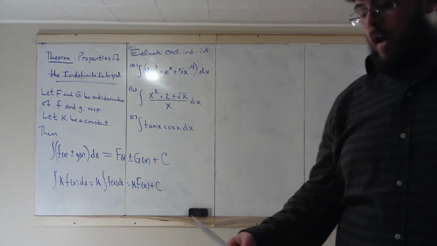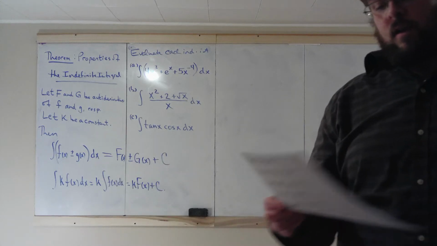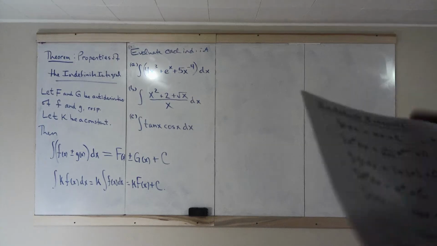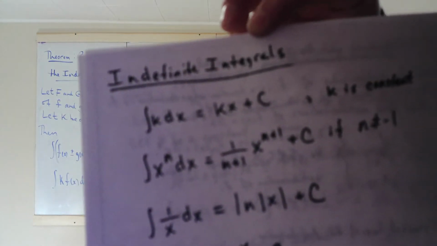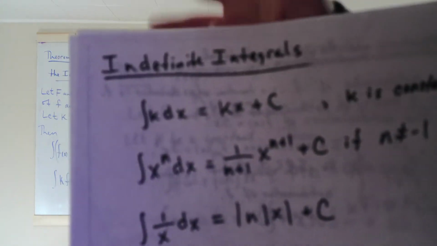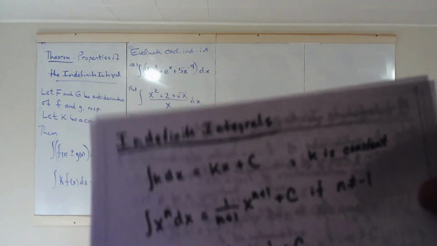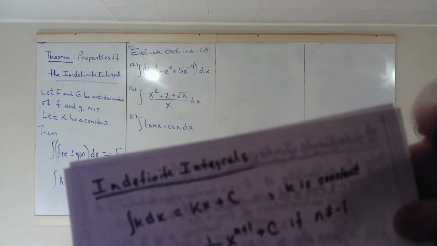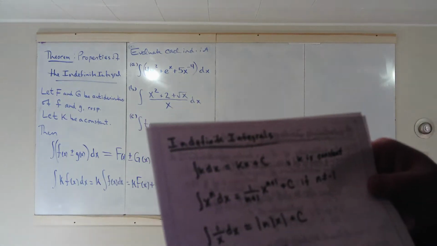This is posted on Canvas. It just says indefinite integrals. There are fewer of these than there are derivative rules. So first, the integral of a constant. The indefinite integral of a constant is constant times x plus c. The derivative of kx, remember, k is a constant, is k. So the most general antiderivative is kx plus constant c.